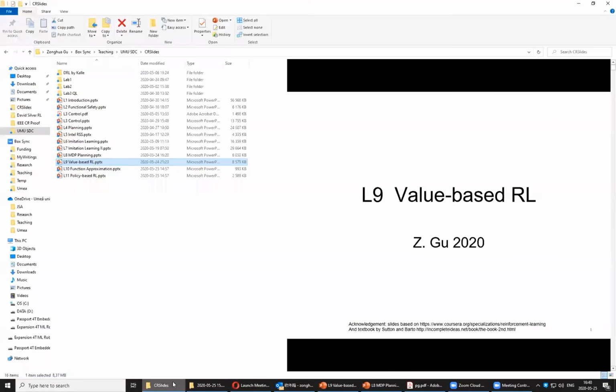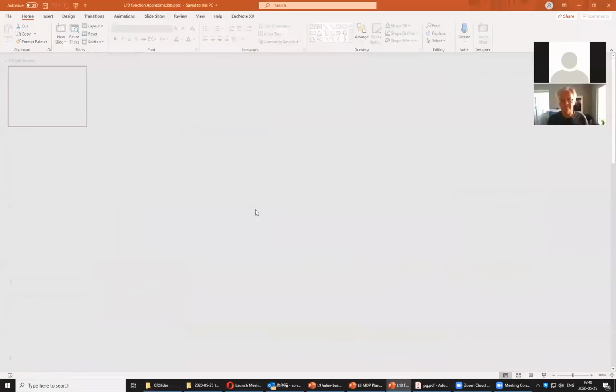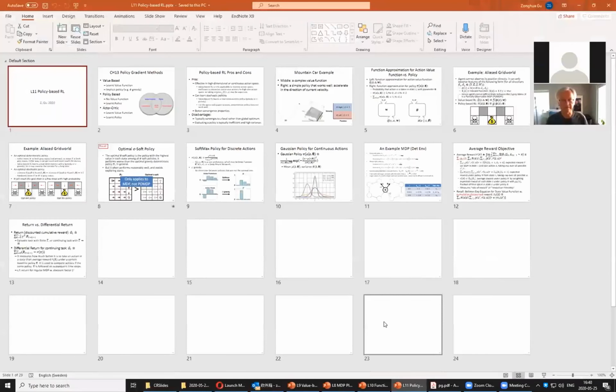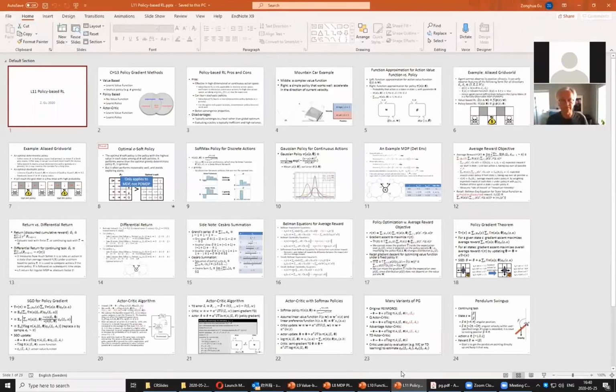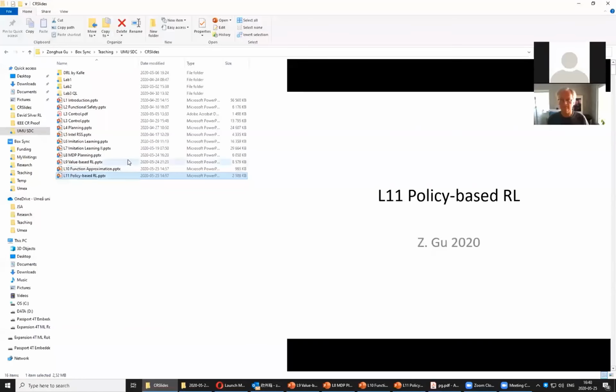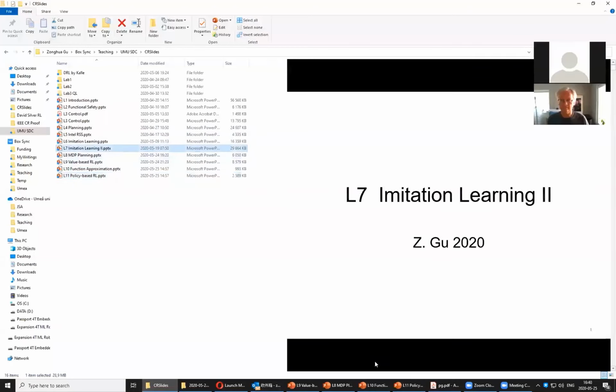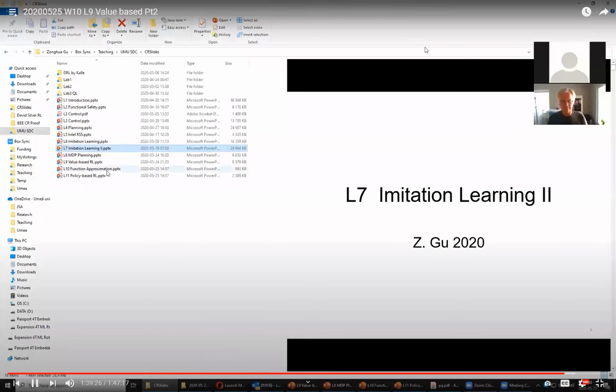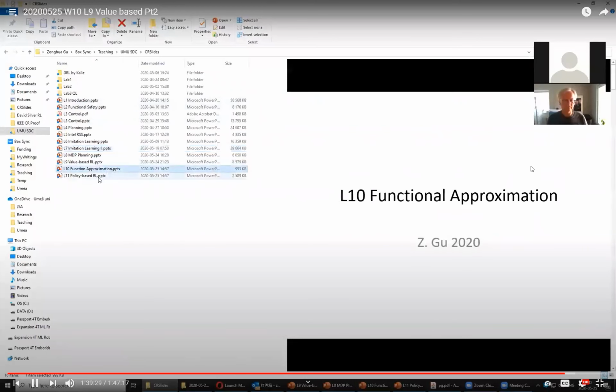So I actually have two more lectures. One is on function approximation. One is on policy-based RL. So I think I'll keep going, perhaps for some time. And let me set the exam scope to be lectures 1 to 10.